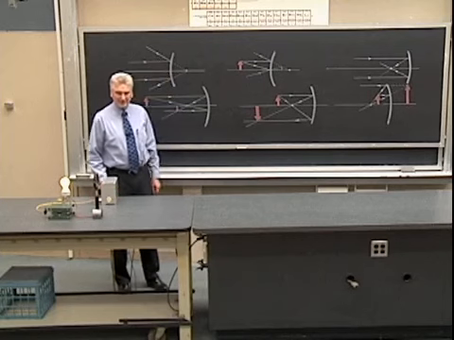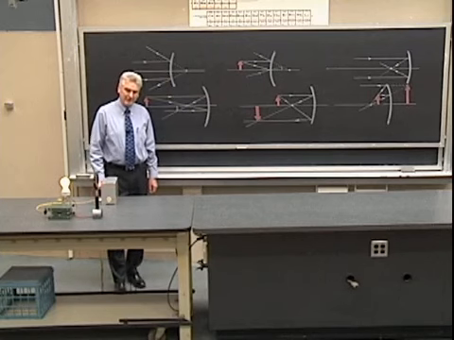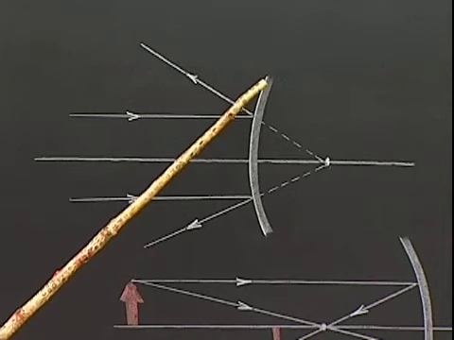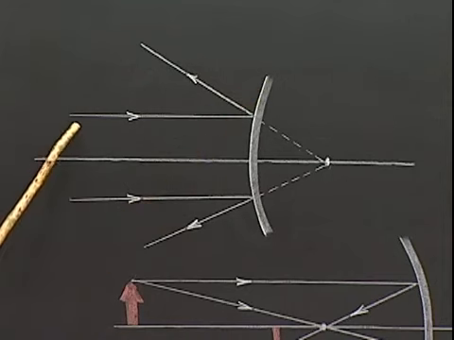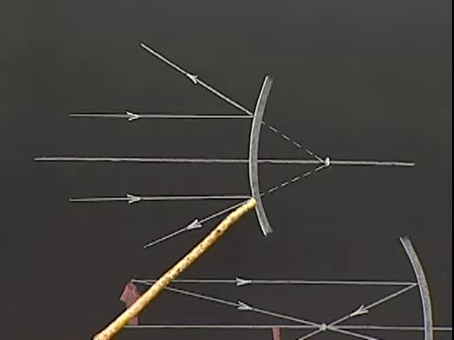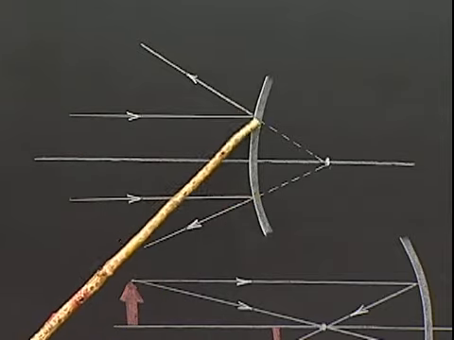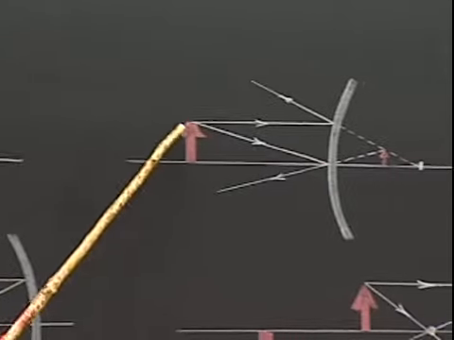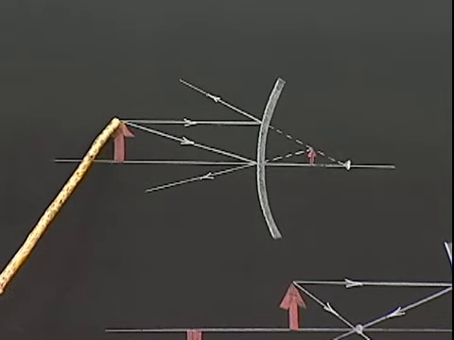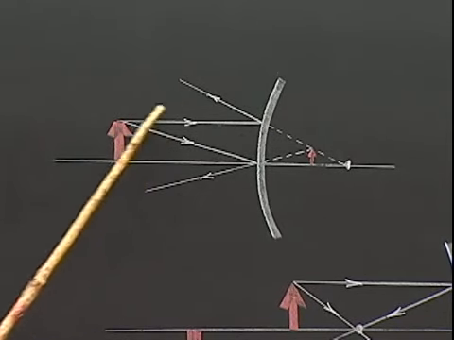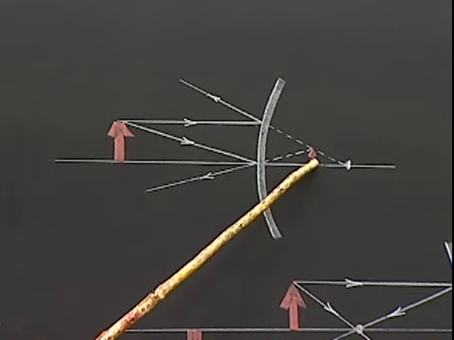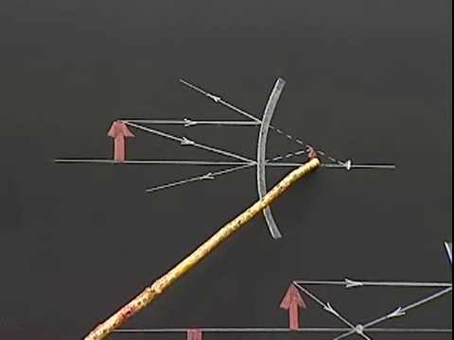Hello, I'd like to demonstrate the object-image relationship for a convex mirror. Here I have a diagram of a convex mirror. This shows light rays coming up parallel to the axis and then diverging away as if coming from a virtual focal point located here. Here I have an actual object with light rays coming up from the top of the object and then diverging away as if coming from a virtual image located at this point.